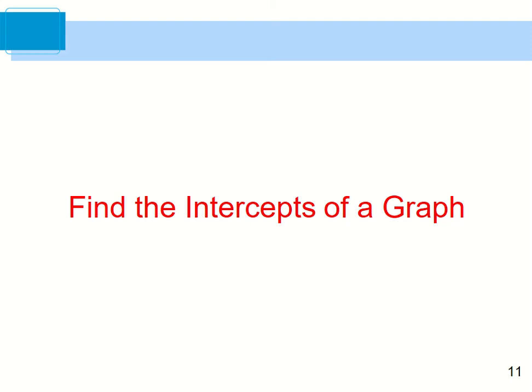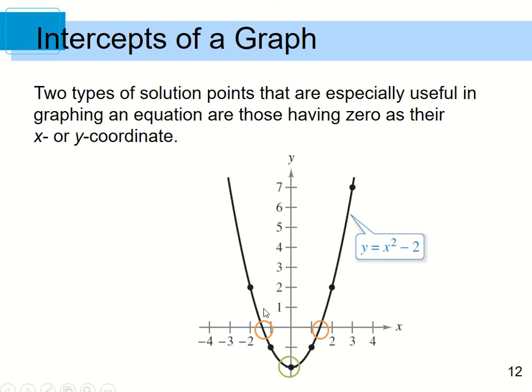Now the second objective of this chapter: find the intercept of a graph. When we talk about intercepts, they refer to this point. This is called the x-intercept. The x-intercept is where the graph crosses the x-axis. We can see here the graph crosses the x-axis at this point, and also at the other point here.